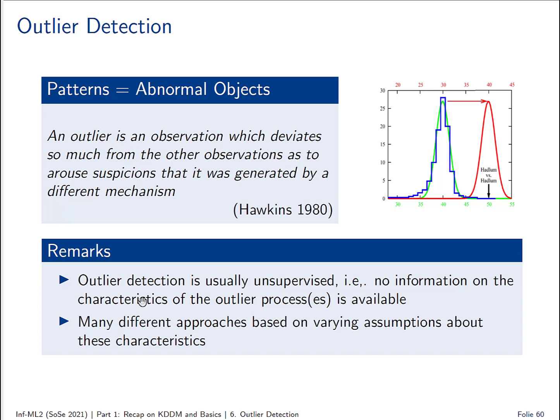Outlier detection is usually unsupervised, so no information on the characteristics of the outlying processes is available. Maybe only about the data as an entire set, but we don't know what the outliers are, nor their characteristics. And that's why, like in clustering, many approaches are out there that have different basic assumptions about the characteristics of these outlying processes. That is the bigger picture here.